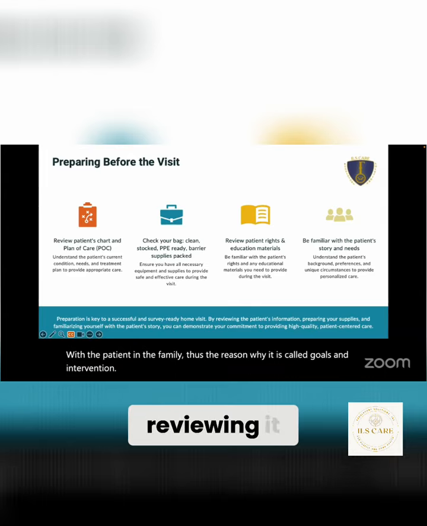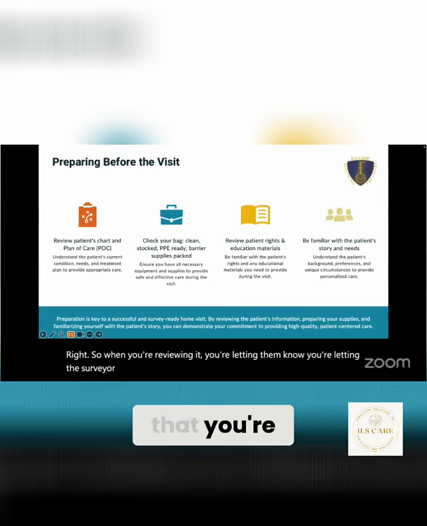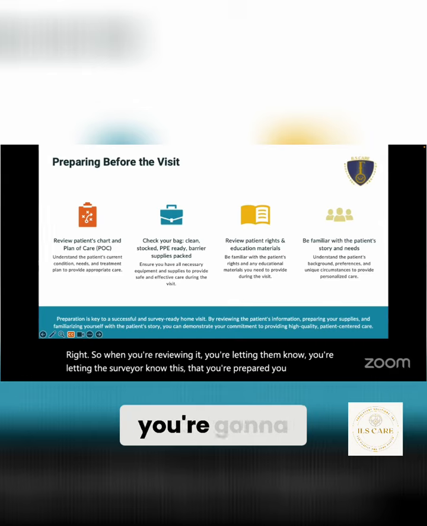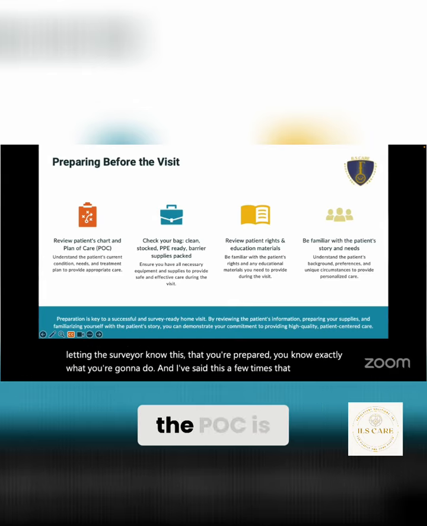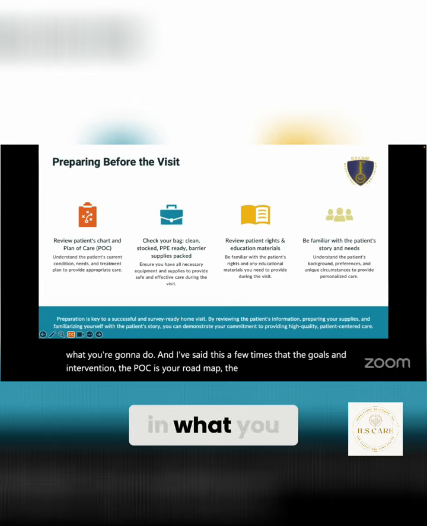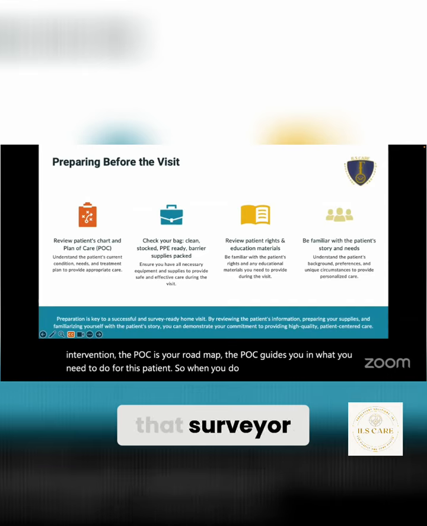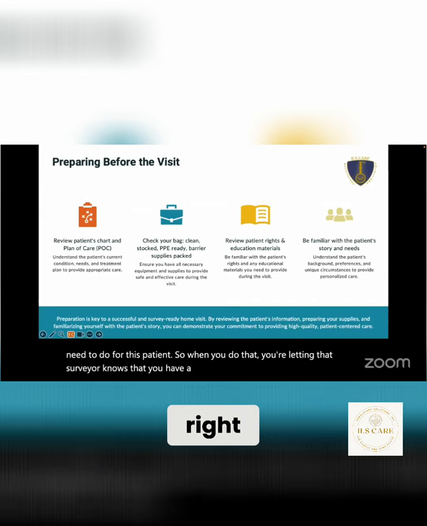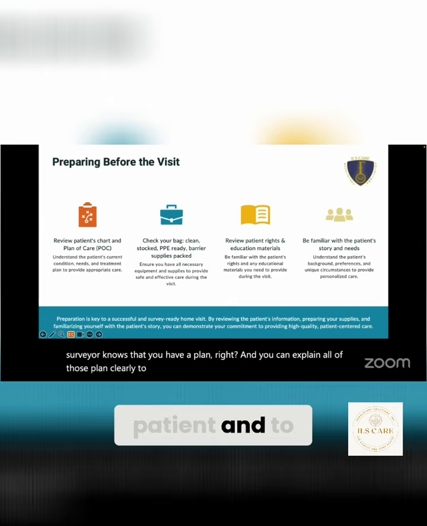So when you're reviewing it, you're letting the surveyor know that you're prepared and you know exactly what you're going to do. And I've said this a few times, the goals and interventions, the POC, is your map. The POC guides you in what you need to do for this patient. So when you do that, you're letting that surveyor know that you have a plan, right? And you can explain all of those plans clearly to the patient and to the surveyor.